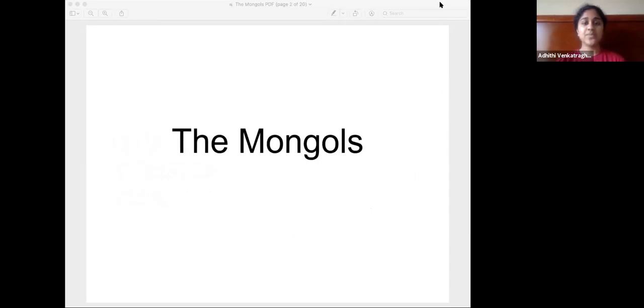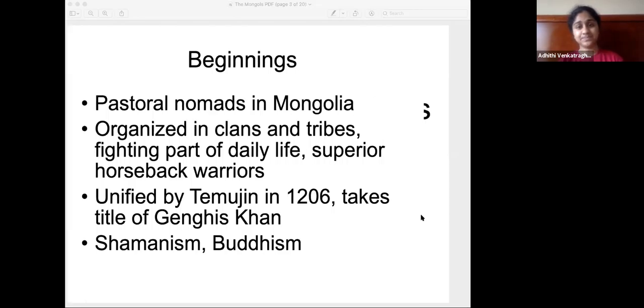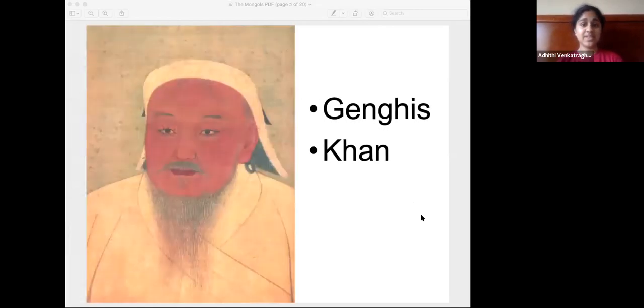All right, now moving on to the Mongols. So the beginnings of the Mongols were as pastoral nomads in Mongolia. So they were organized in clans and tribes, and they fought as part of their daily life. They were superior as horseback warriors. So they were unified by Temujin in 1206, and he took the title of Genghis Khan. The religions also included shamanism and Buddhism. This is Genghis Khan.